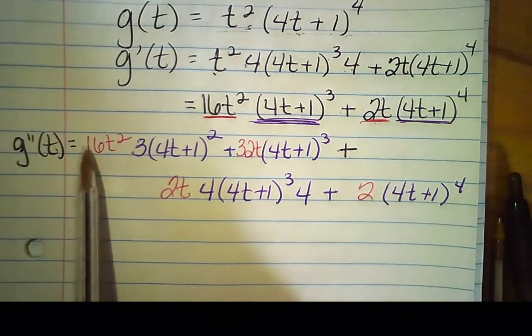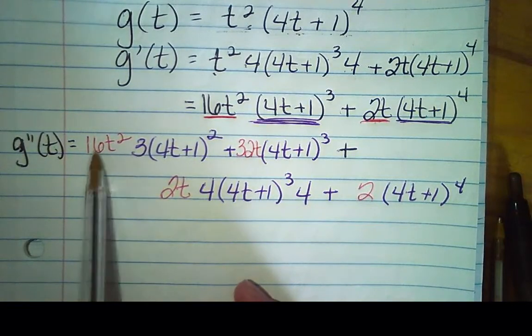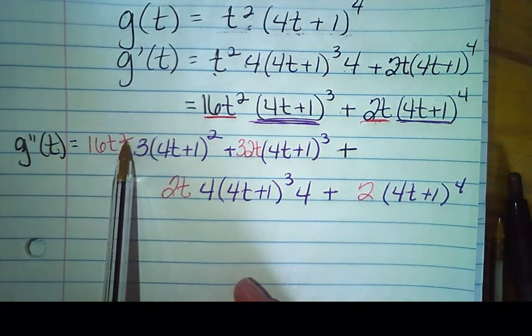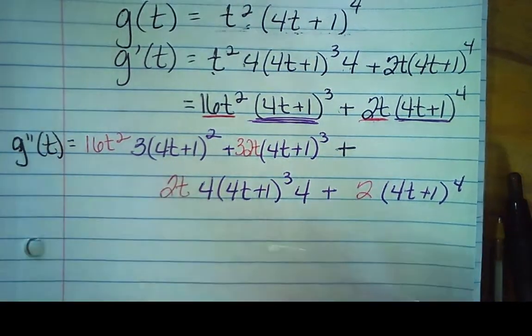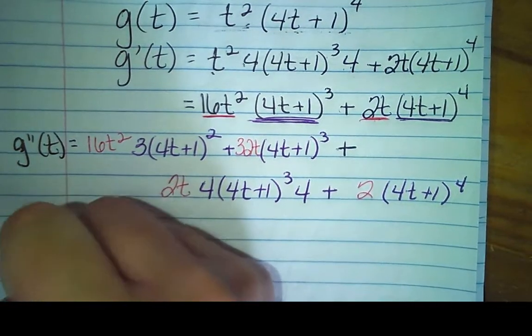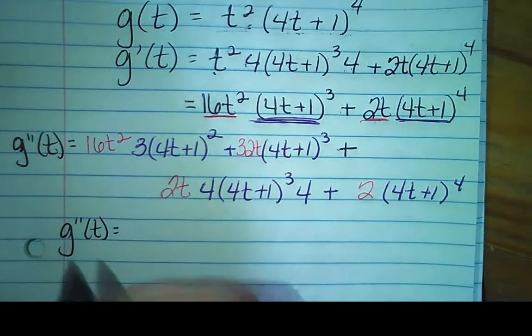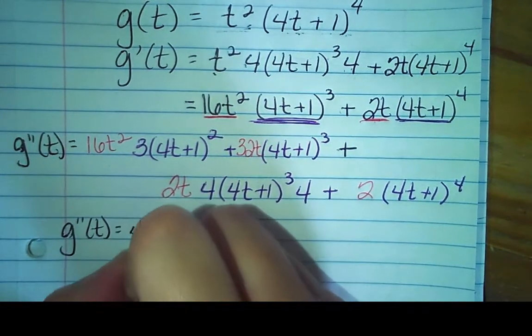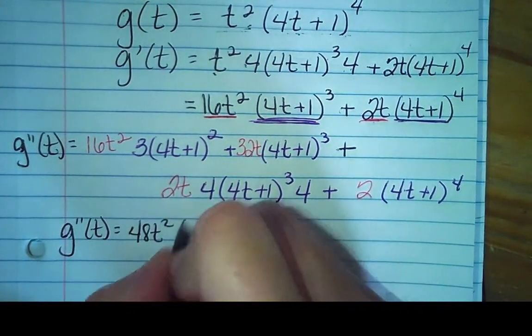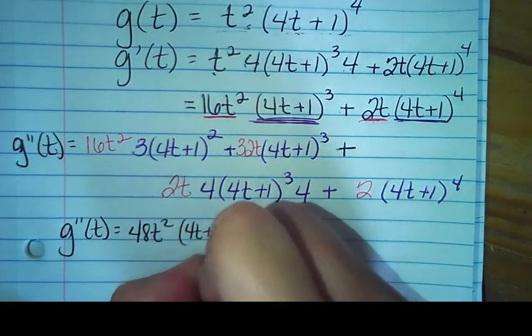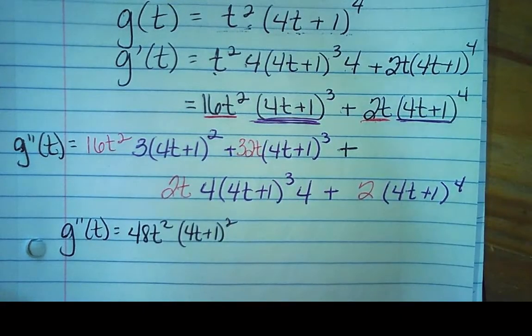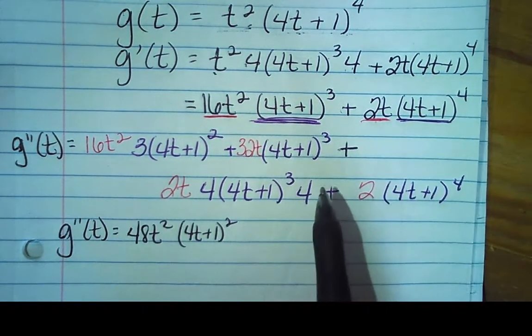Okay, so looking here, I've actually got a 48t squared. Okay, so I'm going to write this in black. My second derivative is, you can type all that in there if you want to. All right, so I got a 48t squared times 4t plus 1 squared. Okay, I have, now this is the fun part.